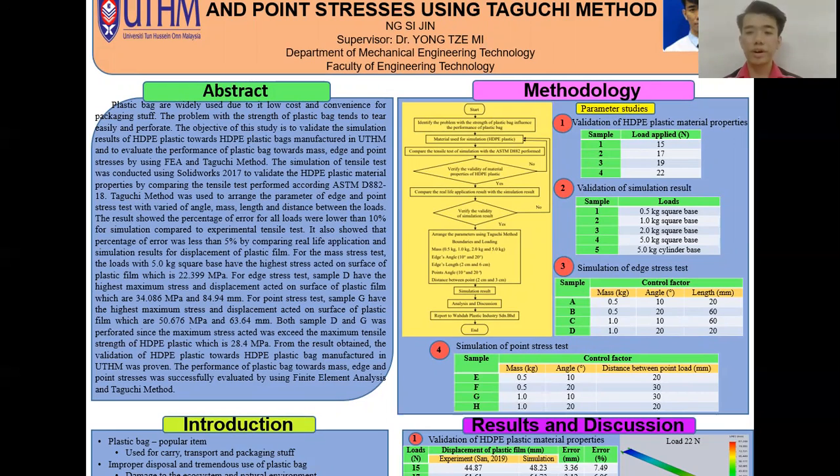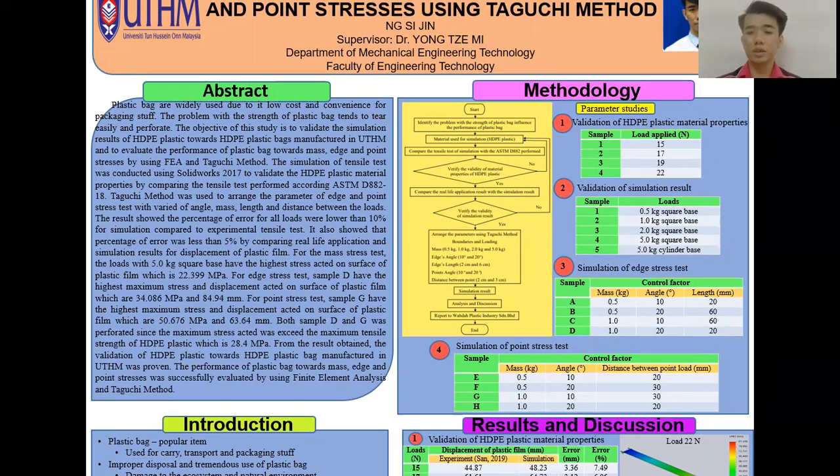And the second one is the validation of simulation result. The loads will be different masses and different shapes of the base will be used in the real-life experiment. And for the simulation, I will also construct the same CAD model, just like the real-life load I have used.